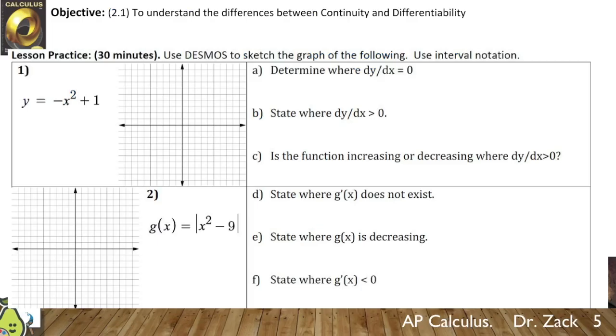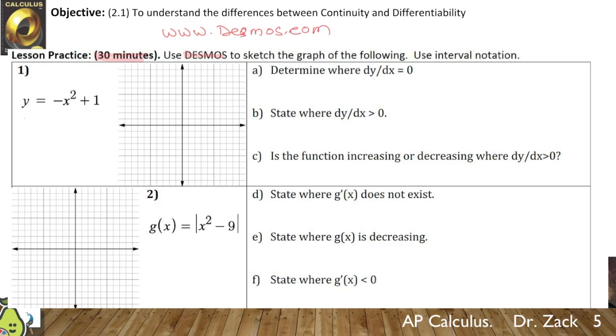Today's lesson practice involves a bit of exploration. For about 30 minutes, no more than that, I want you to use Desmos. Desmos is a graphing utility online, www.desmos.com. If you've used this before, that's great. If not, it's very easy to learn.